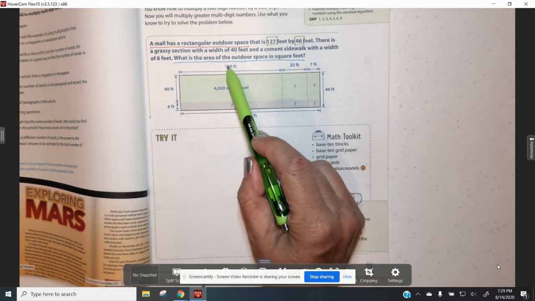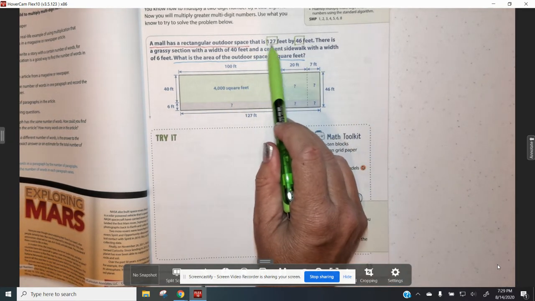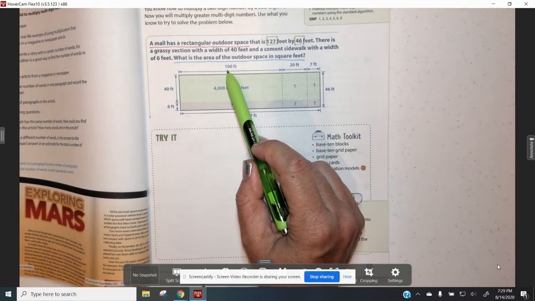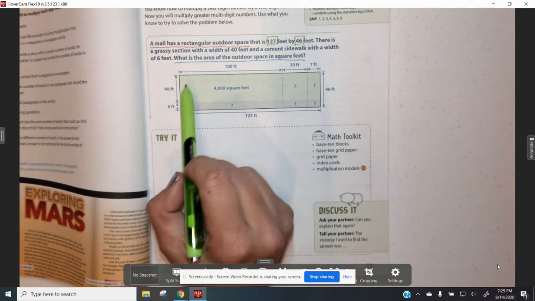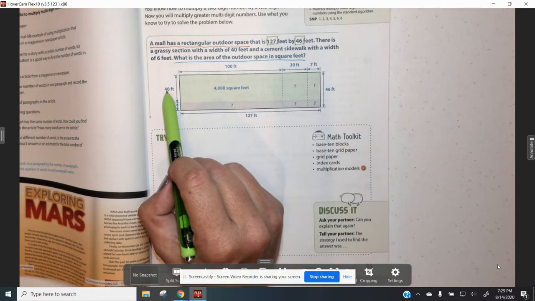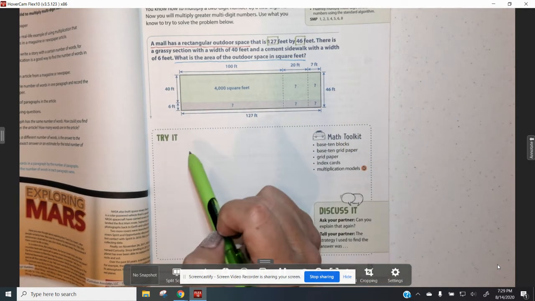They've written this in expanded form. So 127 in expanded form is 100 plus 20 plus 7. And then 46 in expanded form is 40 plus 6.